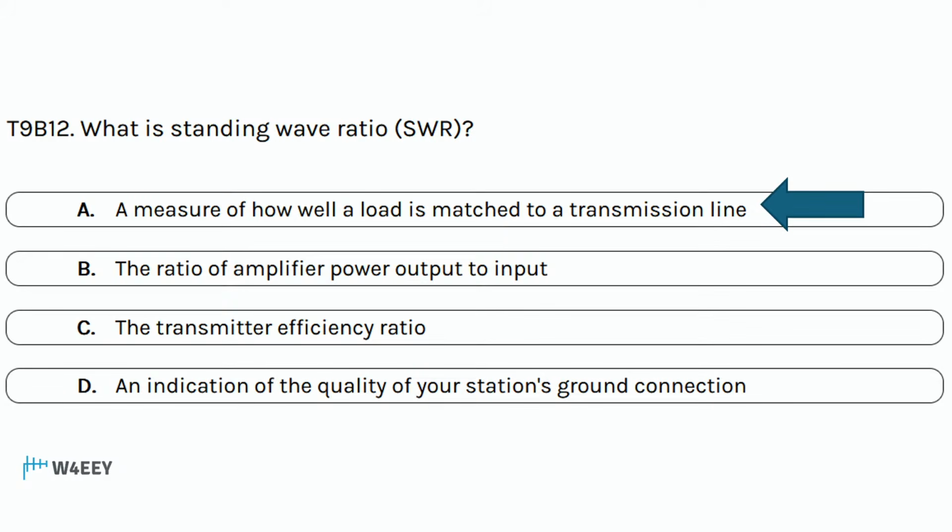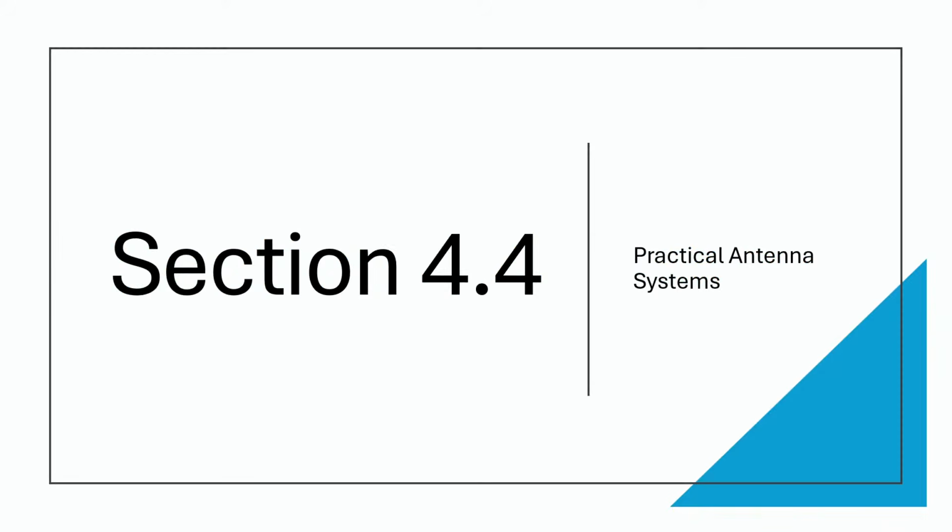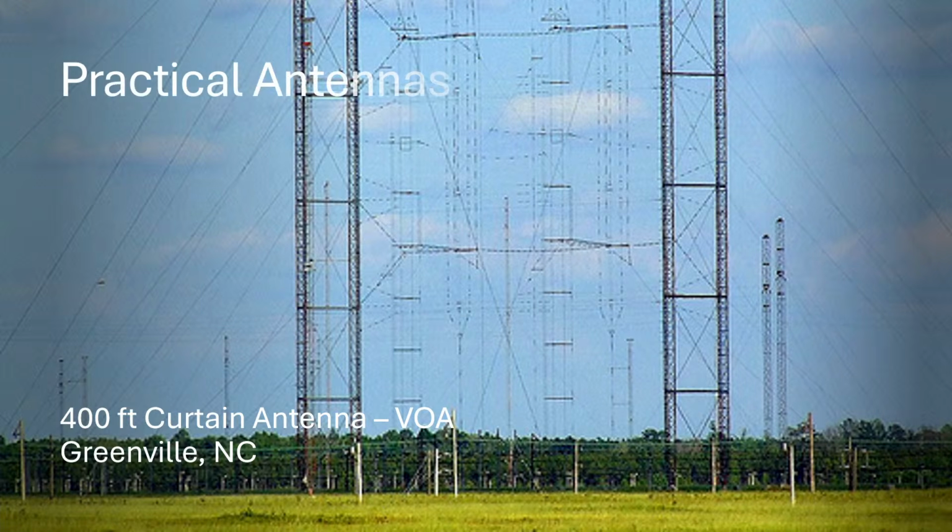All right, real short, section 4.4, practical antenna systems. Your HOA is not going to allow you to put up one of these. This is from the VOA transmitting station in Greenville, North Carolina. We were talking about it earlier. I think that site is still operating there in Greenville, and they have some of these 400-foot tall curtain antennas with a 20 dB or 100 times power gain. Awesome. But yeah, no, you can't put it up in your HOA community.